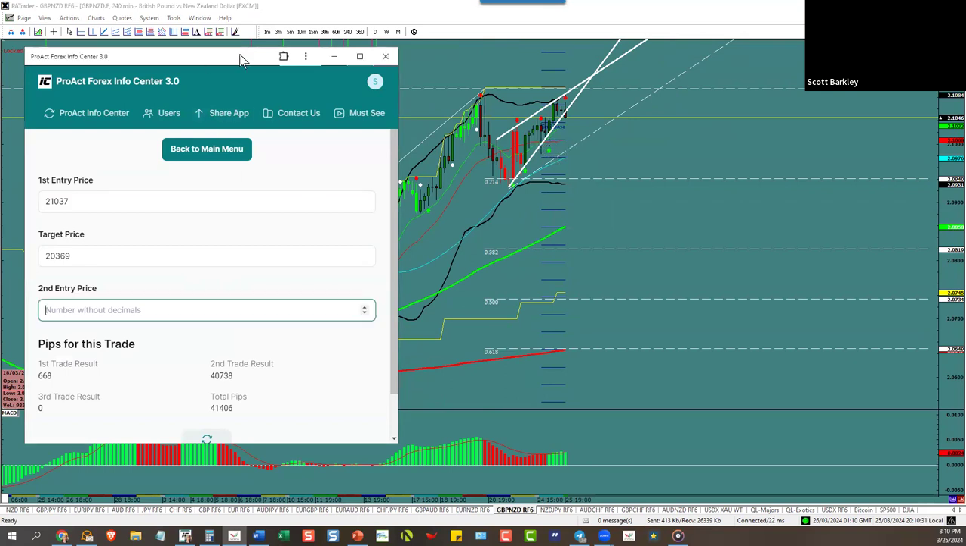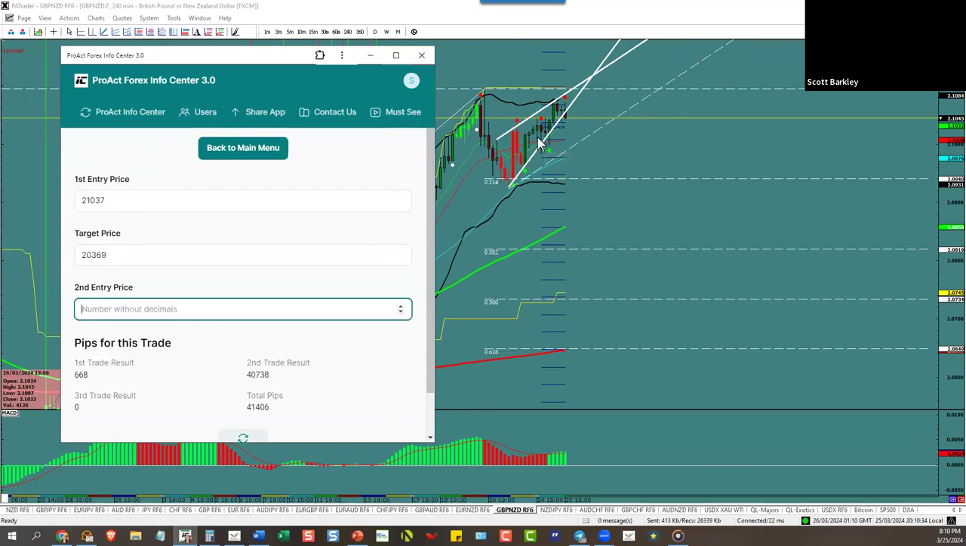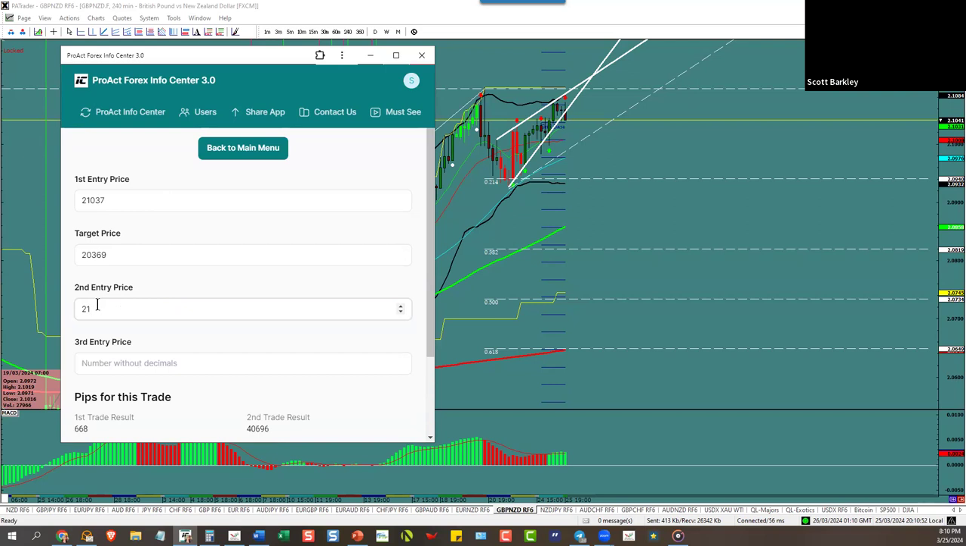Let me get out here. I can see what the bottom of that handle is. It's 20107. Wow, is that right? No, 2.1007. 2.1007. All right. Third entry is going to be below this fib right here, which is at 20932.